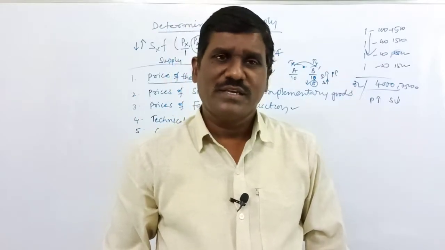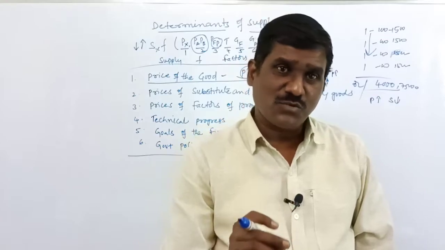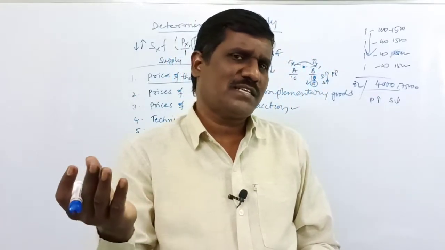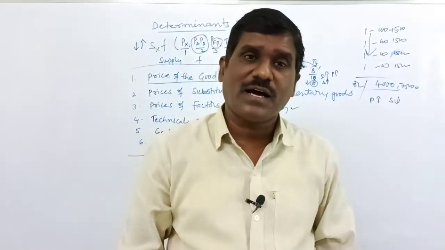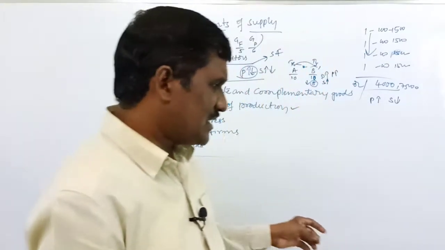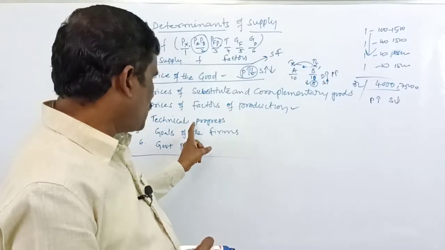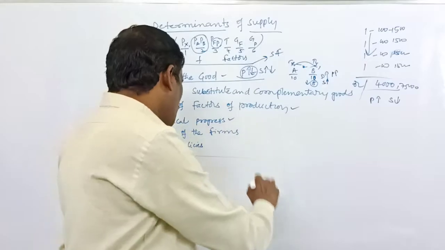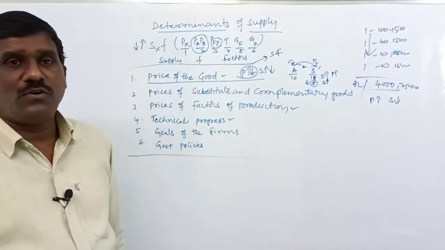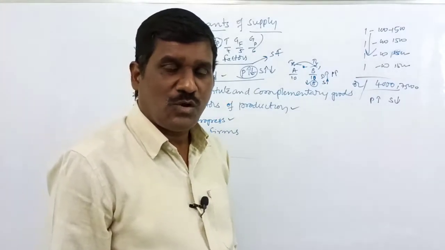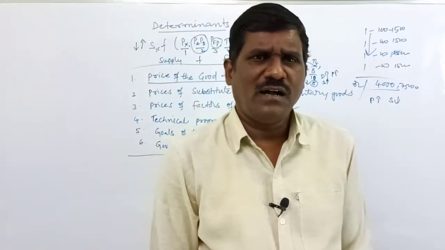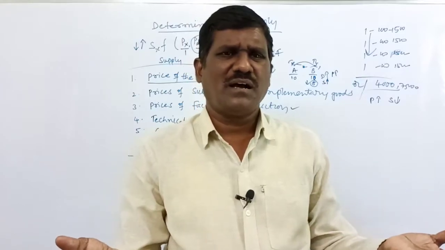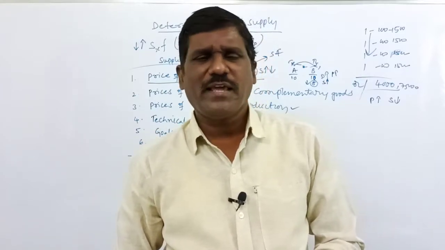Okay, so here technology is also one of the determinant factors. The income of the organizer may increase or decrease, which is also one of the determinant factors of technical progress. So this is also one of the causes of technical progress. Then goals of the firm. What are the goals? What are the achievements? What are the targets of the firms? This is also one of the determinant factors of supply.